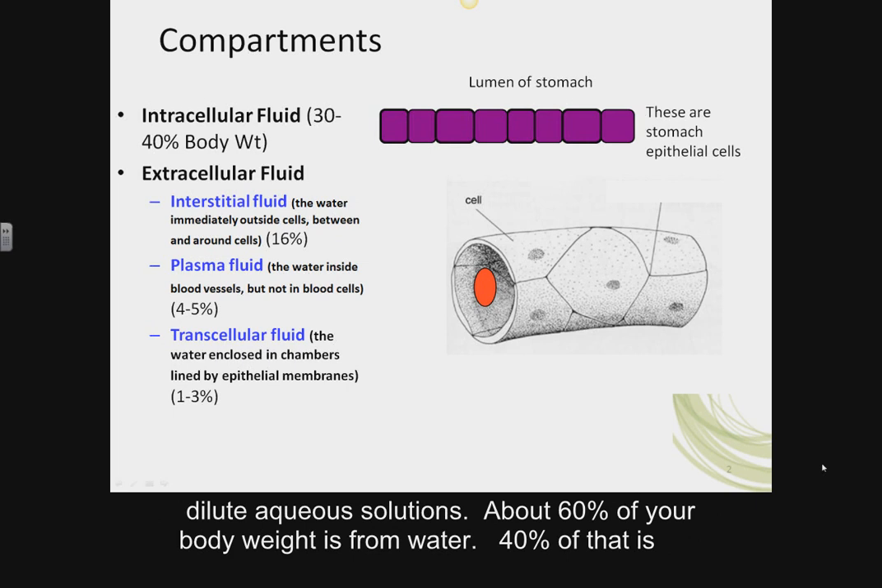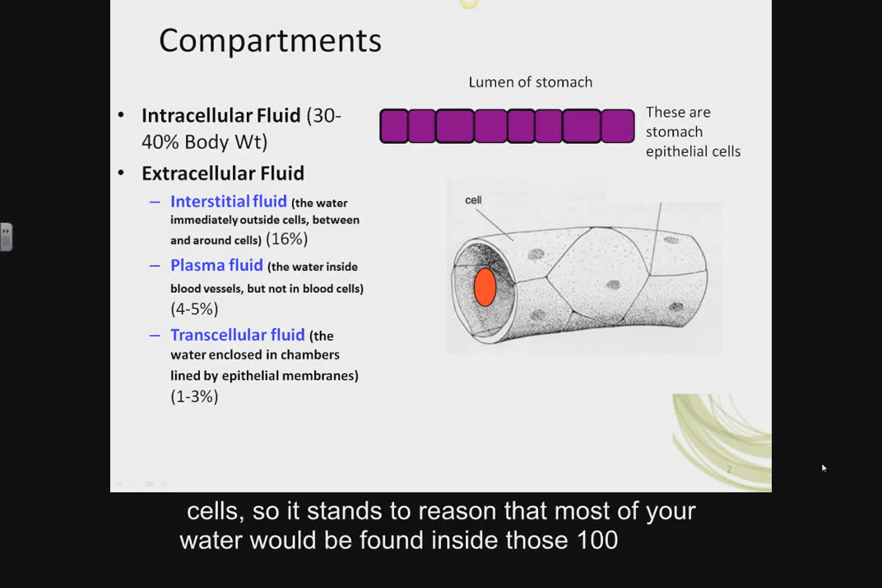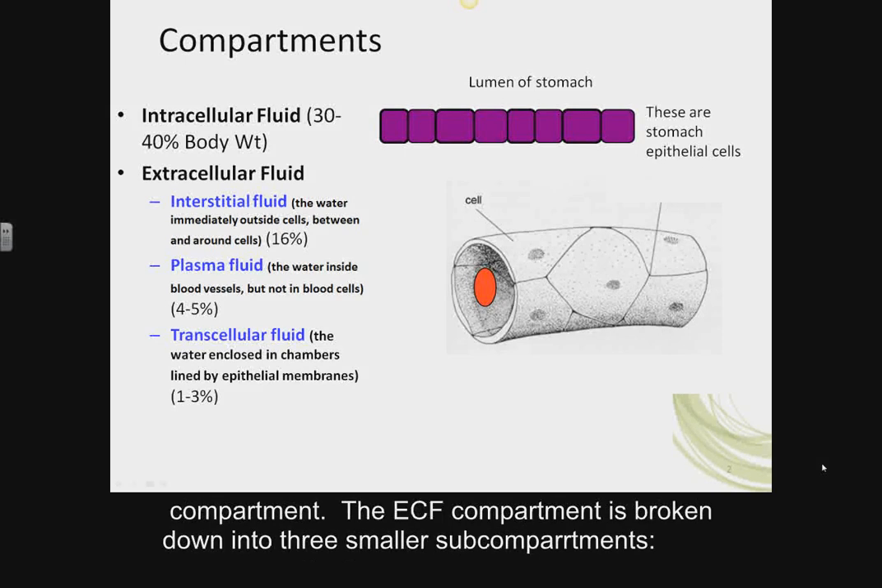About 60% of your body weight is from water. 40% of that, or 2/3, is found inside the cells in the form of intracellular fluid. You have roughly 100 trillion cells, so it stands to reason that most of your water would be found inside those 100 trillion cells. The rest of your water weight is found in the extracellular fluid compartment. The ECF compartment is broken down into three smaller subcompartments: interstitial fluid, plasma, and the transcellular compartment.